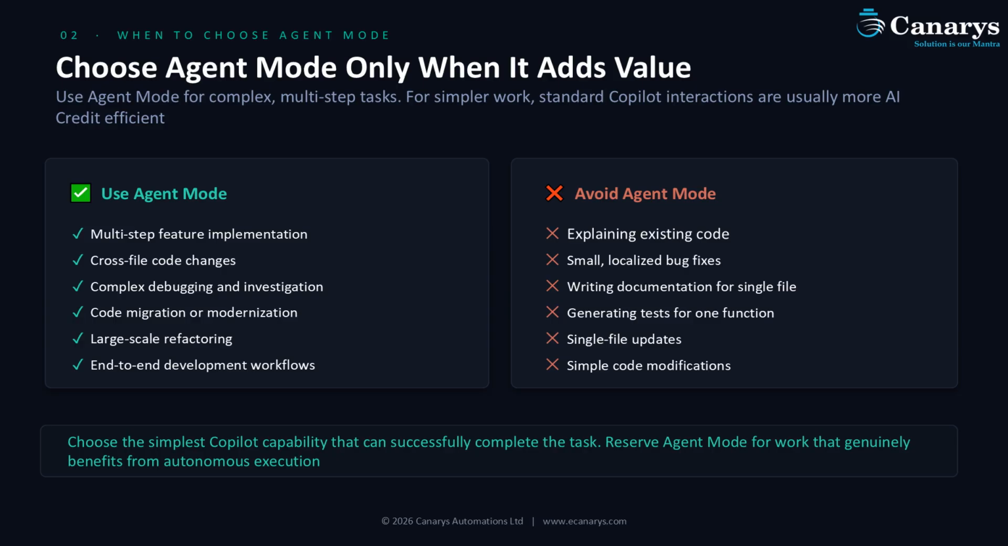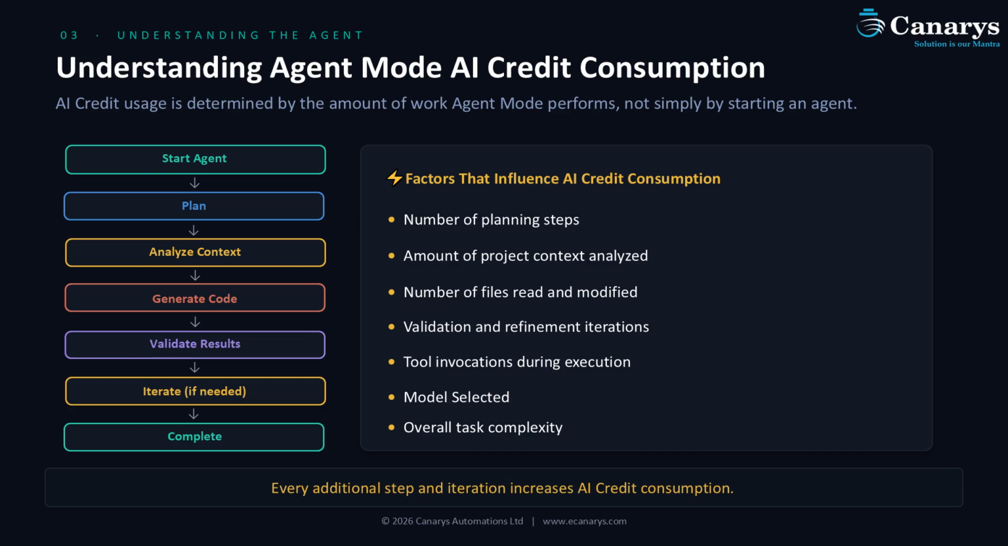Now, let's understand what actually determines its AI credit consumption. So, what determines AI credit consumption in agent mode? It's not simply launching an agent. AI credit usage depends on the amount of work the agent performs during its execution.